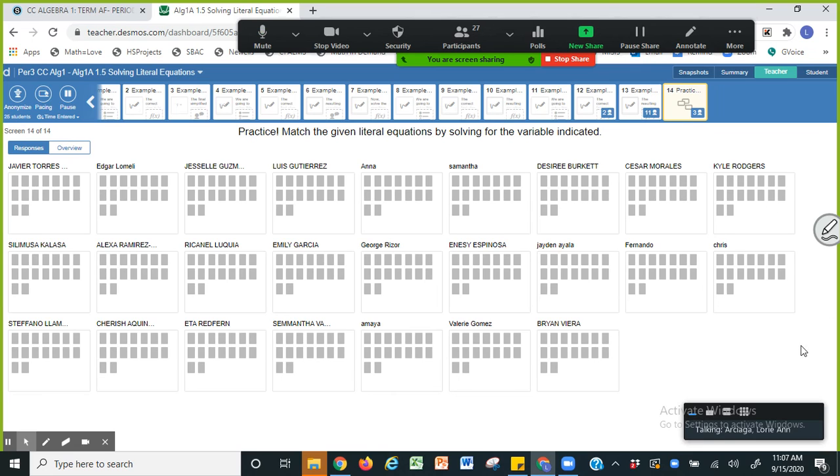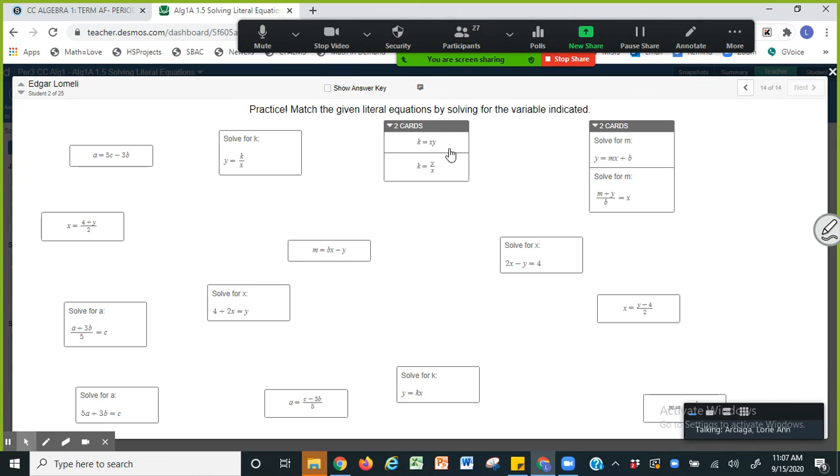And as you can see, you will be seeing a bunch of cards right here. And I can see that Edgar has already started to try to mix and match them. So what you're going to do is find a partner of a card. So let's say, for example, Edgar, you can't match them like that. So one card has to say solve for something, and then the other card is the resulting equation.